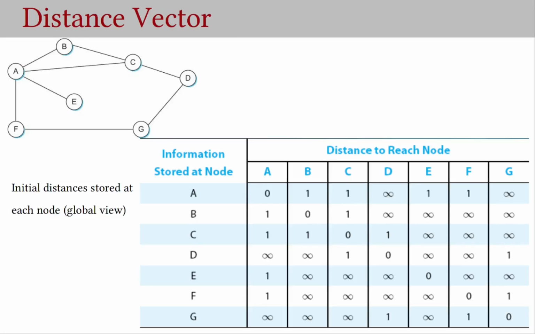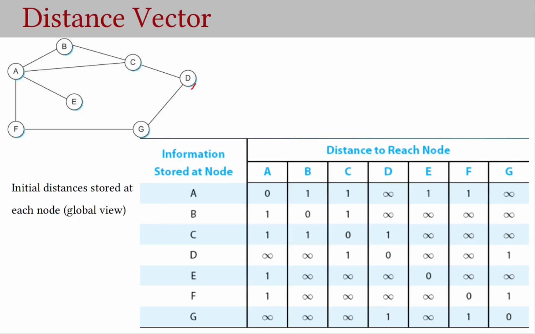The initial distances that would be used by all these nodes A through G are summarized in this table. So for example, we already have seen the case for A. For example, let's consider D. D directly connects to C and G, and therefore we expect the cost to C and G to be 1 and all other costs to be infinity.